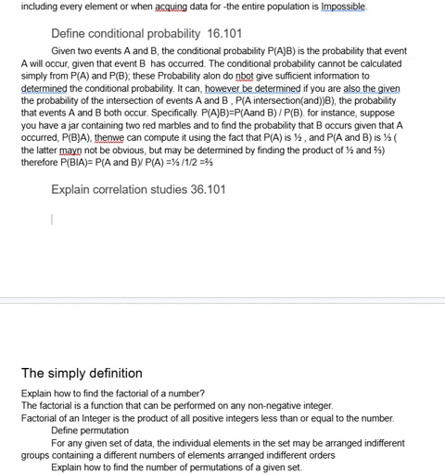Define conditional probability. 16.101. Given two events A and B, the conditional probability P(A|B) is the probability that event A will occur given that event B has occurred.